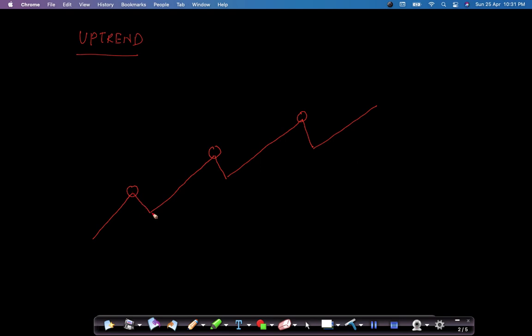Also, if you look at the lows, this is called a swing low, right? The price at this swing low is higher than the price at this swing low. Similarly, if you look at this low, the price at this low is higher than the price at this low. This is called the market making new higher highs. So this swing high is higher than this swing high.